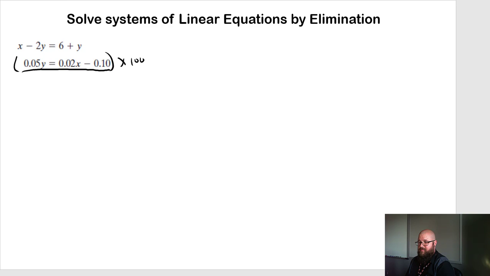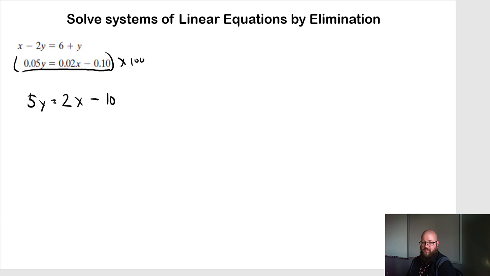And if we did that, 100 times our 0.05 would give you 5y. Then that would give you 0.02 times 100. That's moving the decimal point to the right 2 spots. So we're looking at 2x. And then we're going to have simply minus, moving the decimal point to the right twice, that gives you 10. So since we multiply this entire equation by 100 on both sides, it gives us this equation to work with.